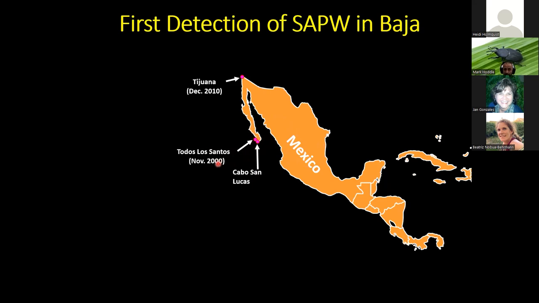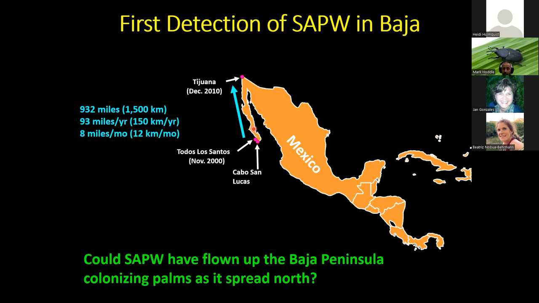So from 2000 to 2010, when it was first detected in Tijuana, it probably was just creeping up the peninsula on its own at a rate of about 8 miles per month, or covering a distance of about 93 miles per year, assuming it was just flying up the peninsula on its own, hopscotching from palm tree to palm tree. So it's likely that it had the capacity to fly that far, or it's also likely maybe infested palms were moved from down here all the way up to Tijuana and planted in gardens.